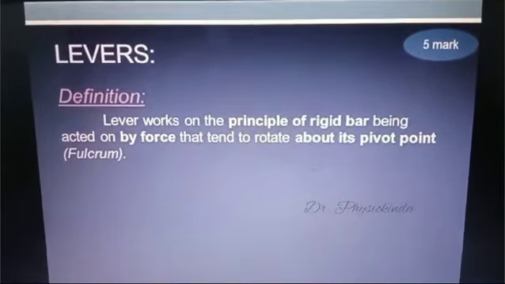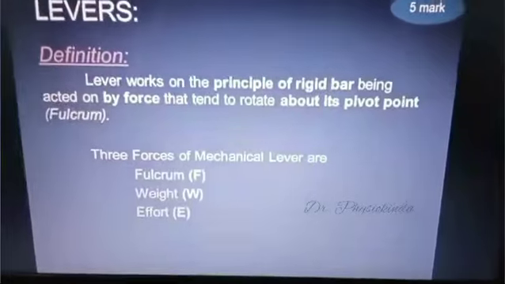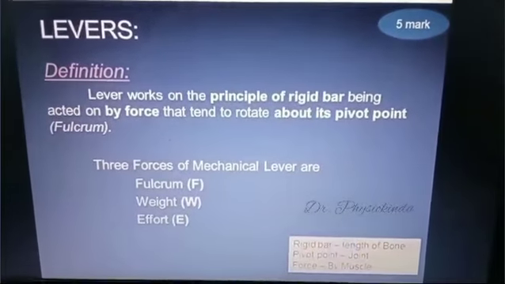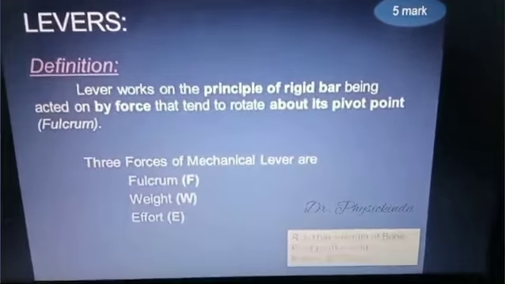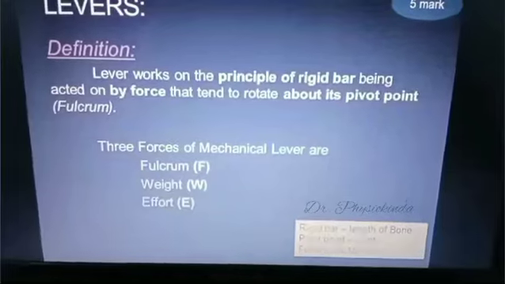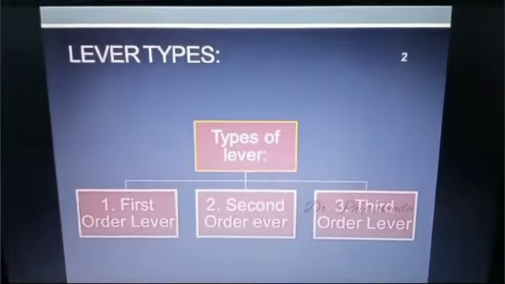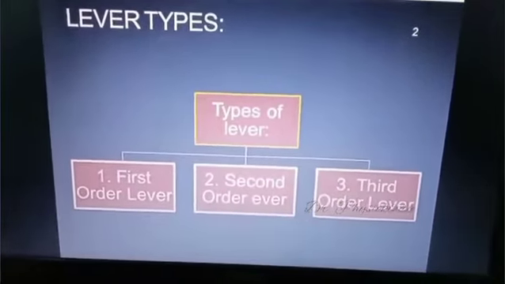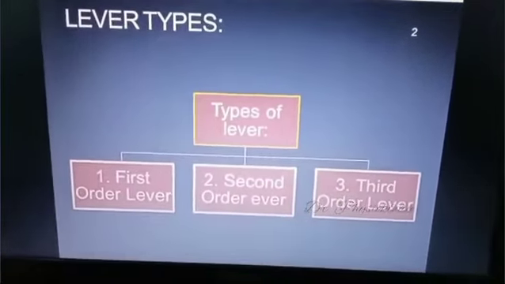Three components of a mechanical lever are fulcrum, weight and effort. Here fulcrum means pivot point, which refers to the joint. Effort is the force given by the muscle. The rigid bar represents the length of the bone. So lever types: first order lever, second order lever and third order lever.